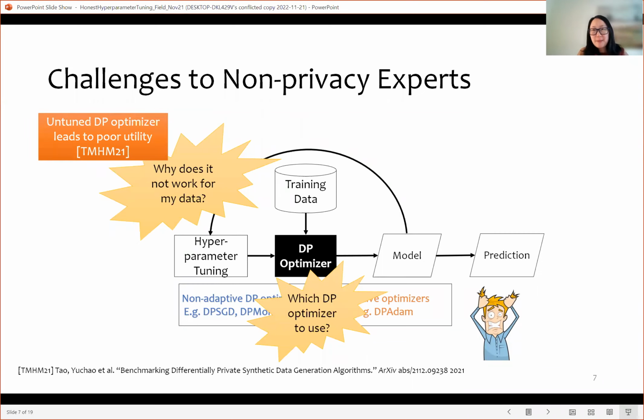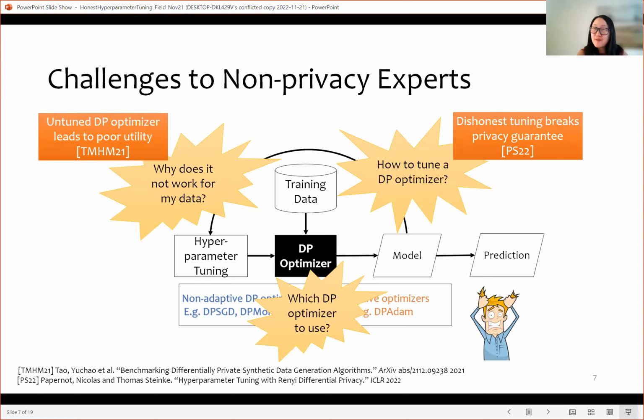So the next question is, how should I tune my DP optimizer? Can I do it in a similar way as in the non-private setting, so I can try different configurations and then use the best configuration and train my DP optimizer with the given privacy budget, right? The answer is no, this is a kind of dishonest behavior. We have seen from our earlier slides that if we use dishonest tuning, or directly use the best hyperparameter choice, we can figure out the presence or absence of certain outliers.